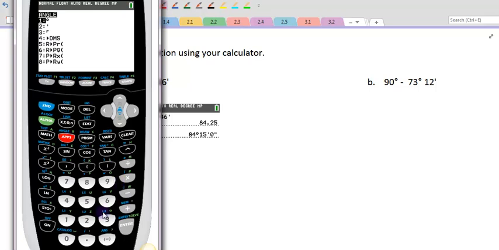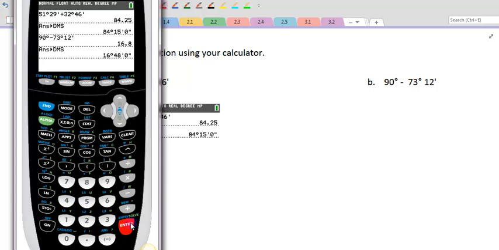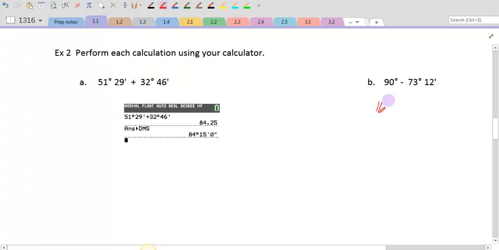So I go back to my angle menu and I choose option number 4. And here you can see I have the value 16 degrees, 48 minutes, which is the portion that I want to use over here. So we'll just handwrite this in. 16 degrees, 48 minutes. Okay, so you can see how we're letting the calculator do these calculations for us.